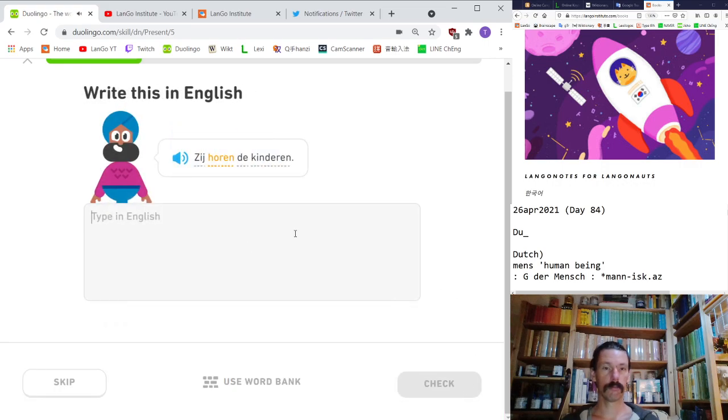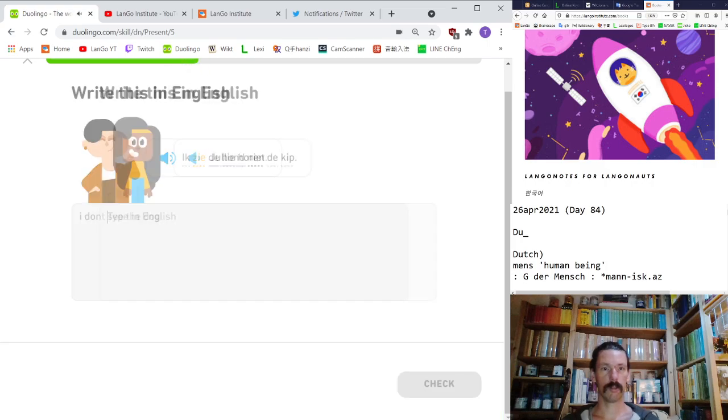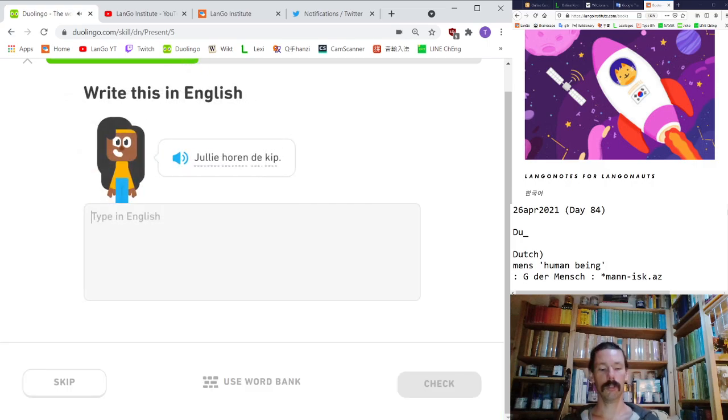Zij horen de kinderen. Zij horen. Single vowel letter, but it's that verb of hearing that we just saw. They hear. Ik zie de hond niet. I don't see the dog. Jullie horen de kip. Jullie, you all, horen. De kip is the chicken.